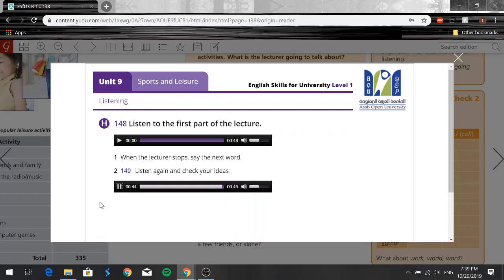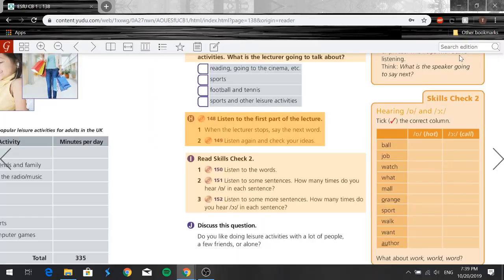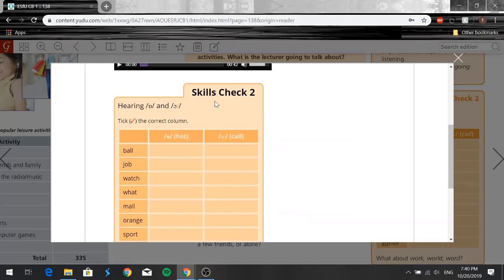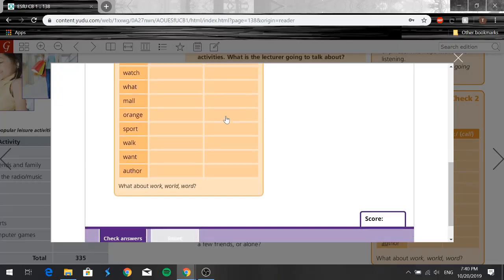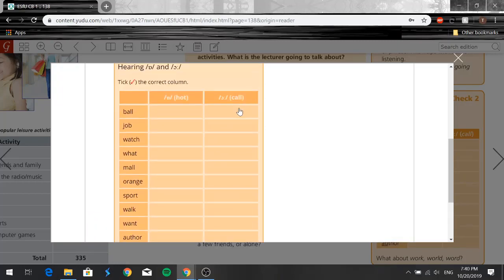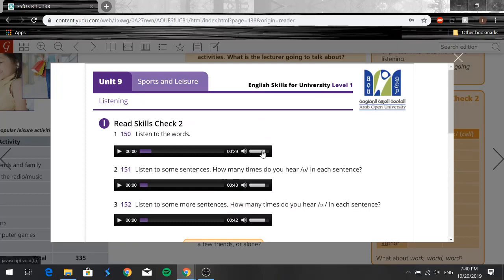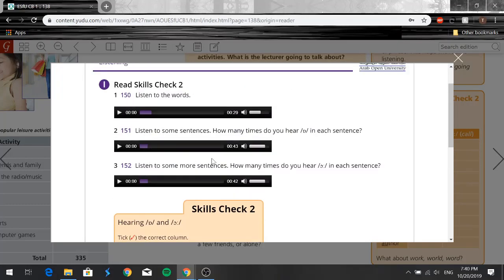Alright, I hope you got some of these words correct at least, but hey, it's fine if you didn't get any word. Now let's move on. What do we have here? Here we have skills check 2, so let me actually open this. You guys might be able to get a better view here. We have skills check 2, hearing these two different sounds, as in hot and call, but I'm guessing that's going to be in British English. So we're going to listen to the words, and we'll see how the speaker pronounces the different words. Here we go. 150.